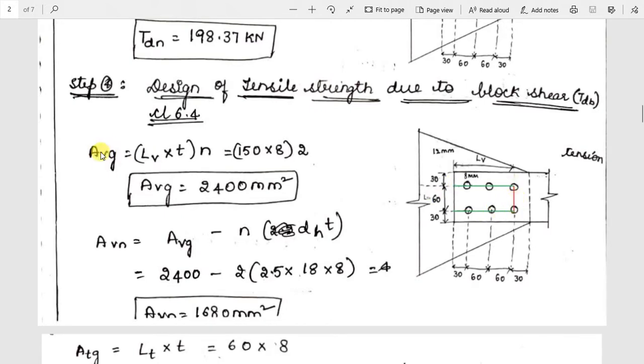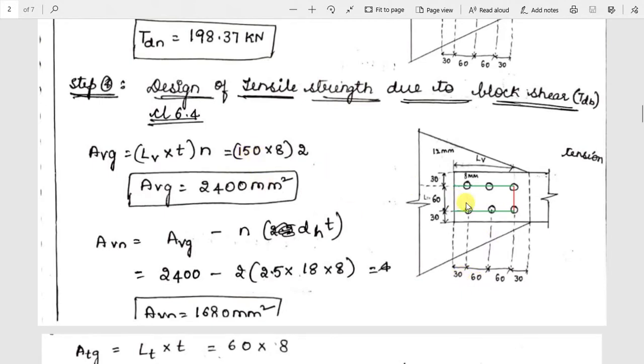We are dealing with shear now. Lv is the length of the shear plane. You can easily get this value from this point to this particular point. You have to take care that these lines will be passing through the center of the bolt holes, both shear as well as tension. Lv starts from this particular point to this point. In order to get Lv, you have to add these three values: this is the end distance from here to here, once again pitch and pitch. So 60 plus 60 plus 30, so Lv will be 150.